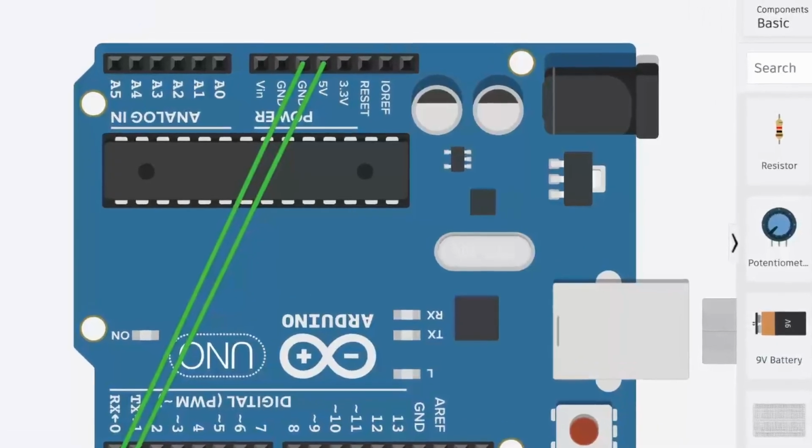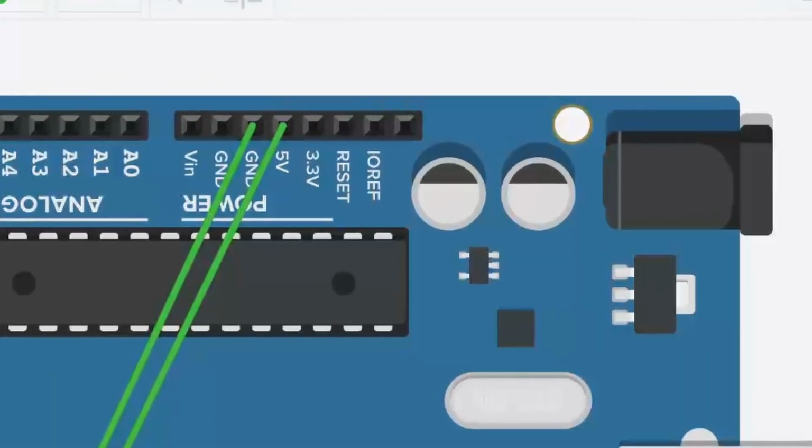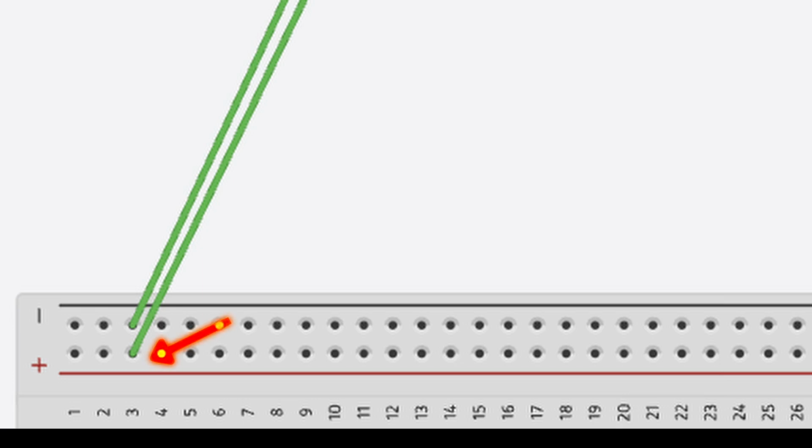Okay, first we plug in the ground wire, then we plug in the 5-volt power. We bring those down to the rails. When the breadboard is turned this way, the positive rail, the red one, is on the bottom, and the blue rail, the ground, is on the top. If you were to turn the breadboard upside down, they would be on the opposite sides. That can lead to some confusion.